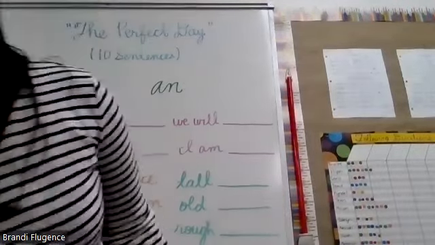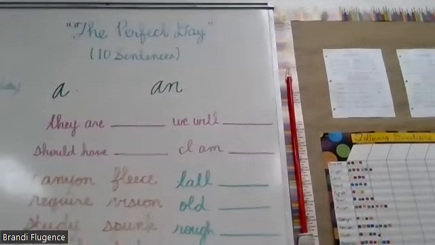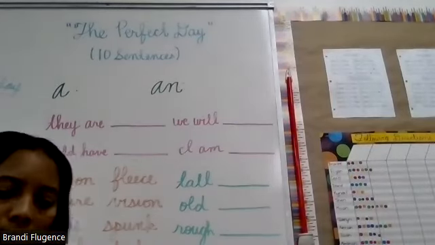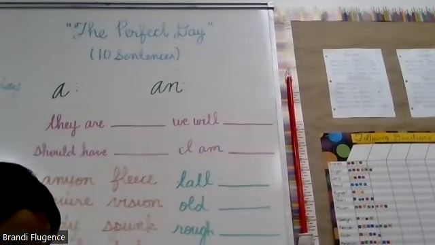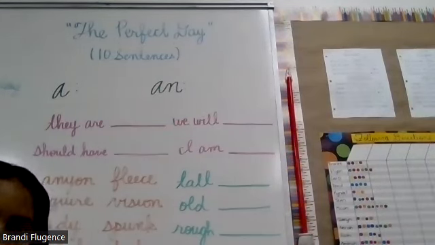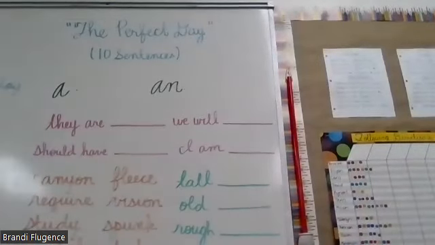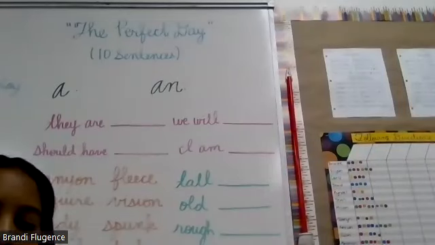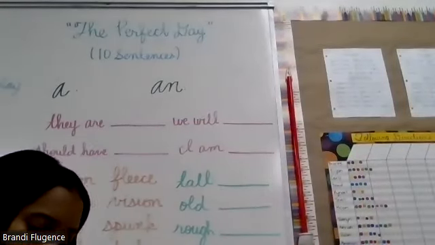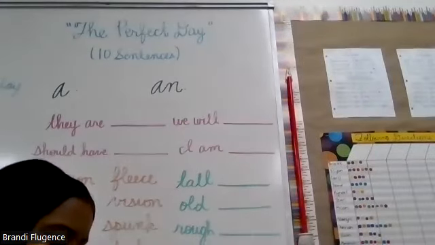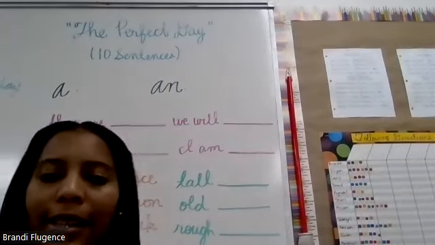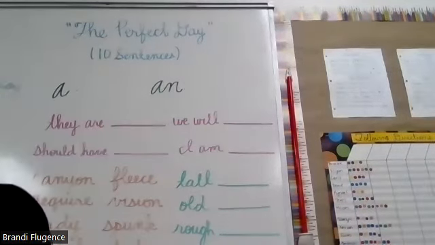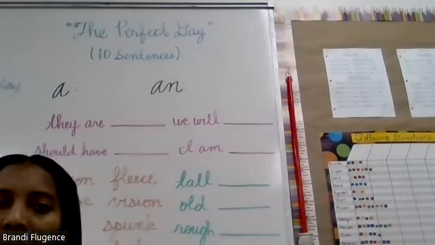Has not. What is the contraction for has not? No, has not. Hasn't. Good. Okay, next one. It is. What's the contraction for it is? It is.